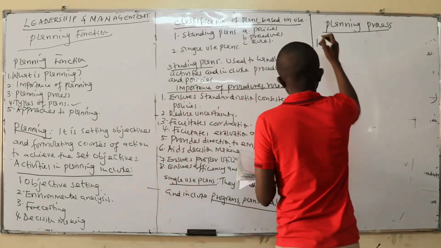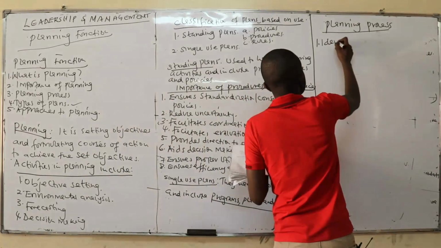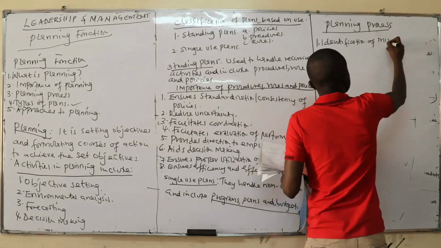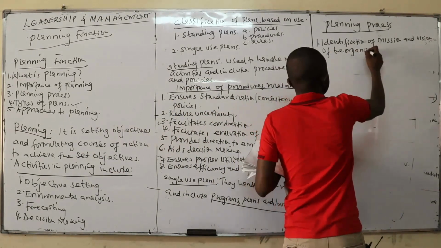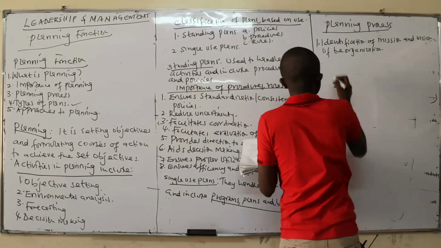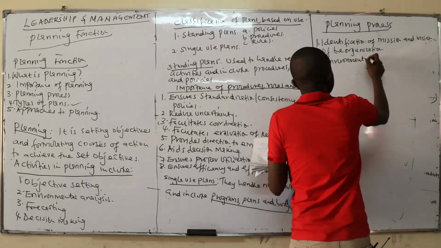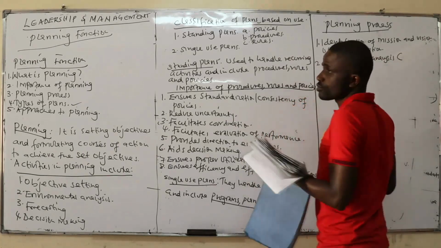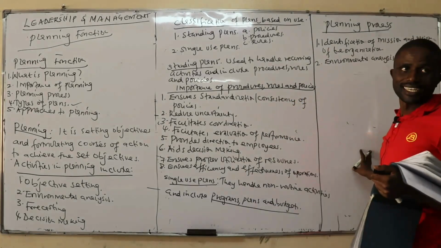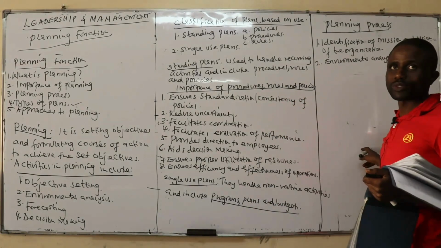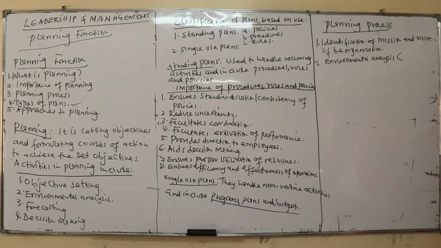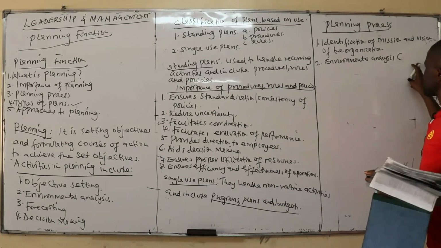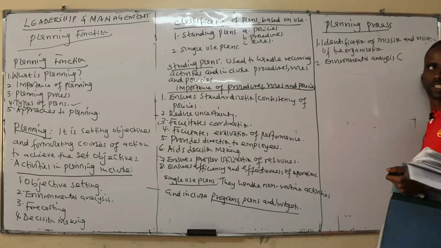Indeed, the first step of the planning process is identification of mission and vision of the organization. So that's the first thing you do when planning. Then, after you identify the mission and vision, environmental analysis. What are the activities involved in environmental analysis? We talked about the steps. The first step was scanning, then forecasting, and then assessment. Yes, environmental scanning, environmental forecasting, and environmental assessment.